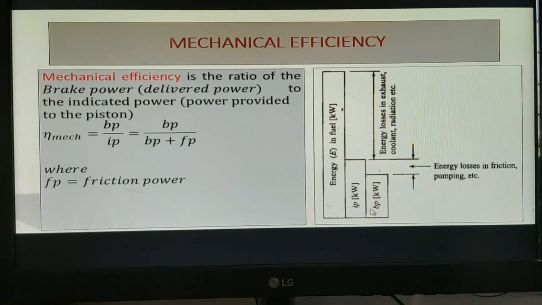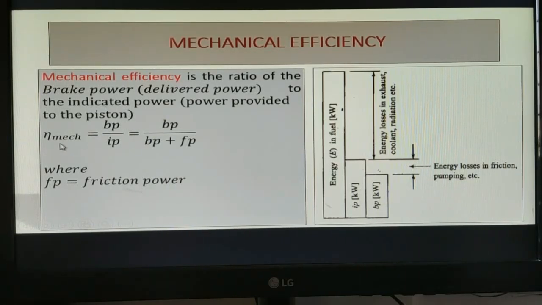Mechanical efficiency is the ratio of what? Brake power upon indicated power. So if you know the brake power and the indicated power, you can find out the mechanical efficiency. Suppose for any engine we get the mechanical efficiency as 80%. What will be the comment? The comment is that there is 20% friction power loss, because out of the indicated power, 80% is converted into brake power.